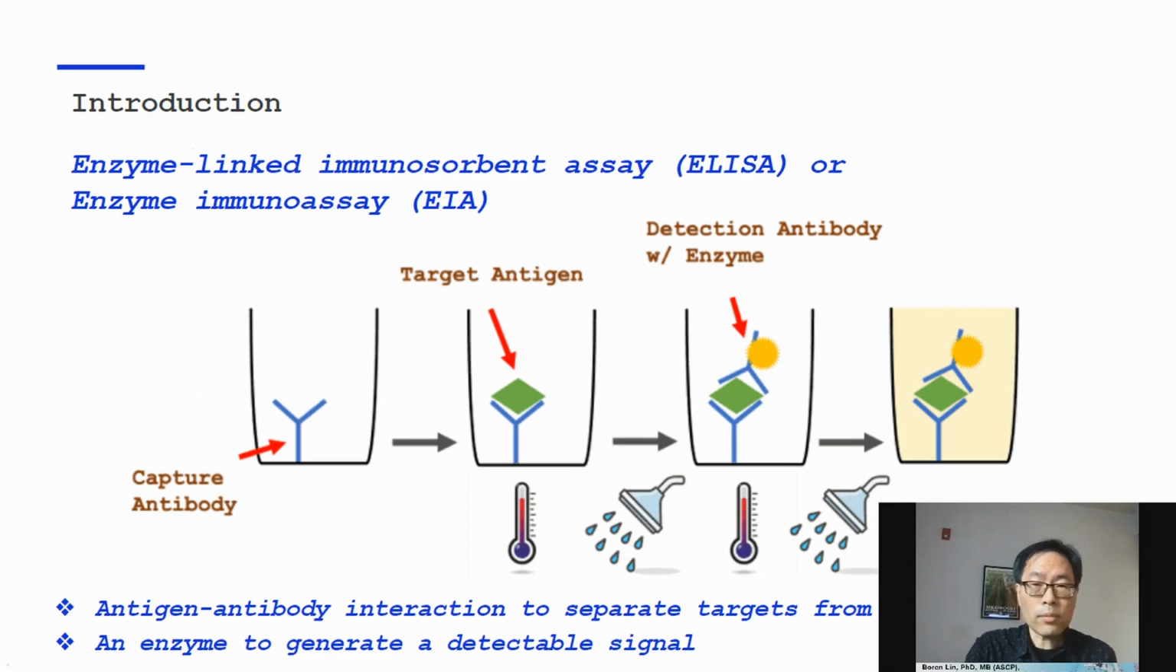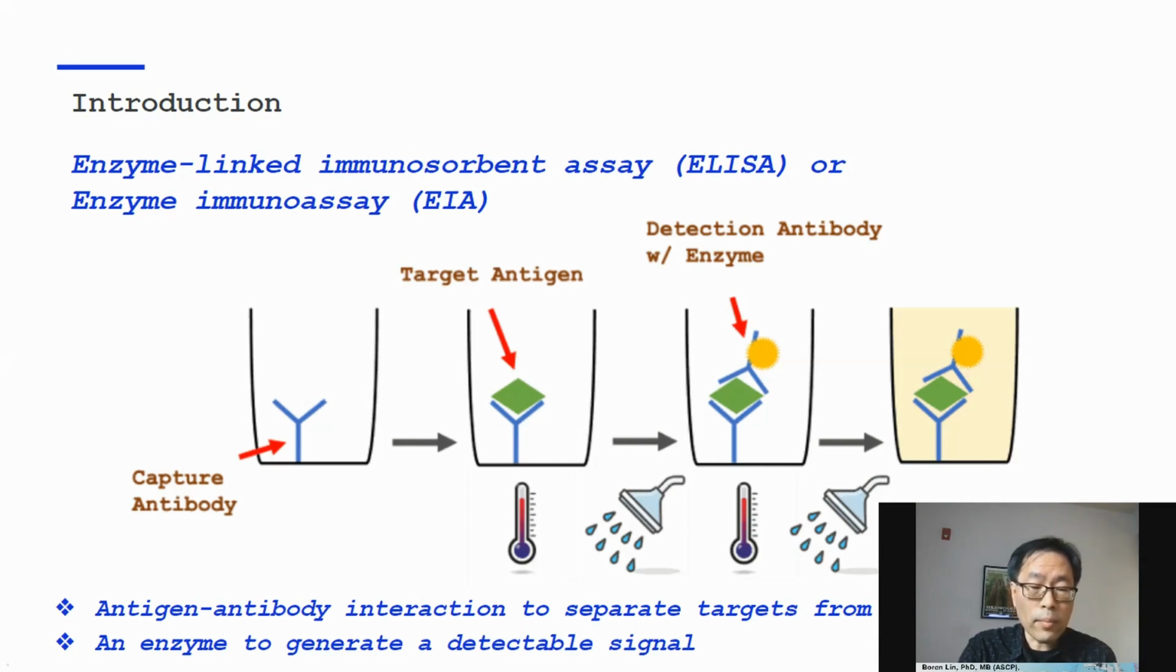So ELISA, or sometimes called EIA, is considered the gold standard of immunoassays. This is a very sensitive test to detect and quantify a target molecule. Some examples of ELISA testing include HIV diagnosis, pregnancy test, and blood typing. It is also a popular method used in research labs when we need to identify the presence of a target of our interest in the samples, and if there is an antibody available for that target.